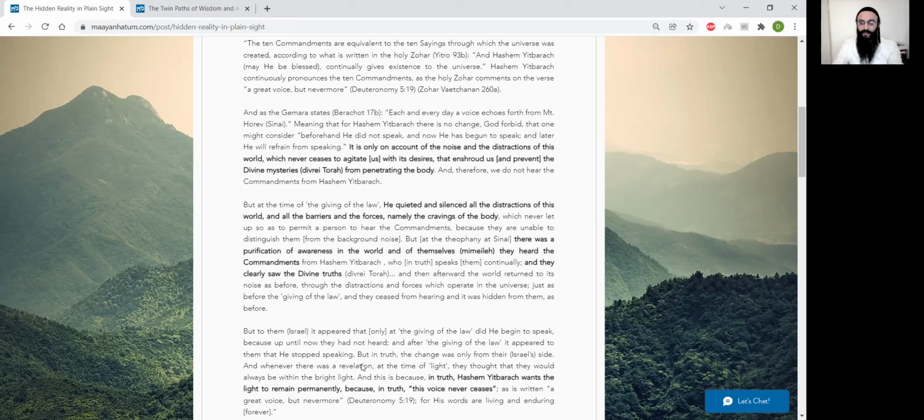Why? Because in truth this voice does not end, never ended. As it is written, "kol gadol velo yasaf," a great voice and no more, like it says in the pasuk we saw before. "Kol devarav chaim v'kaimim," all of God's words are live and permanent.